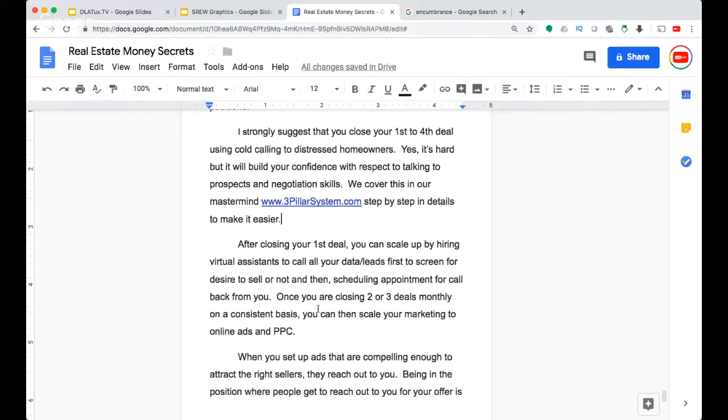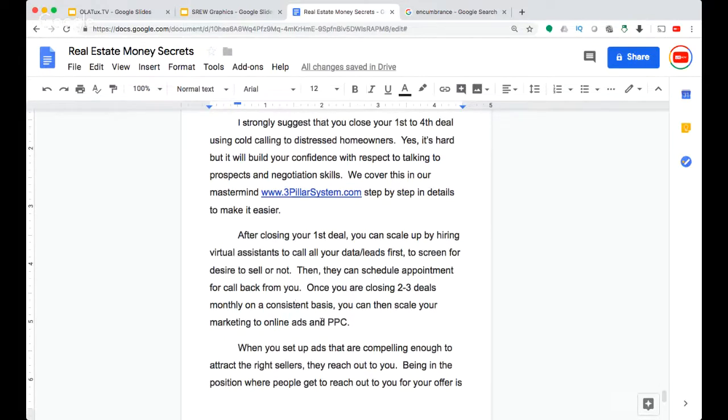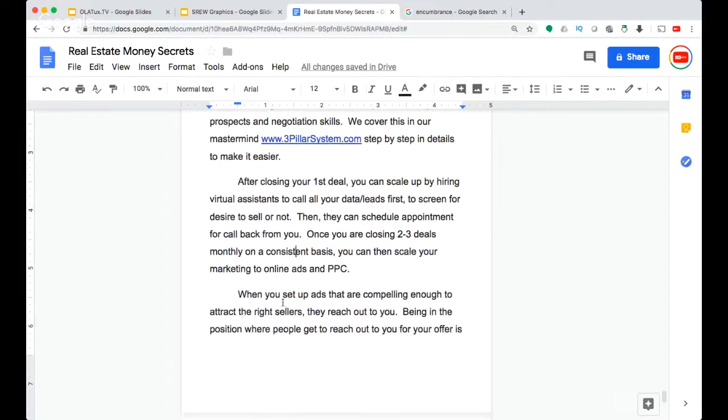After closing your first deal, you can scale up by hiring virtual assistants to call all your data leads first, to screen for desire to sell or not. It's a fragment at that point. Then they can schedule appointments for callback from you. Once you're closing 2 to 3 deals monthly on a consistent basis, you can then scale your marketing to online ads and PPC.